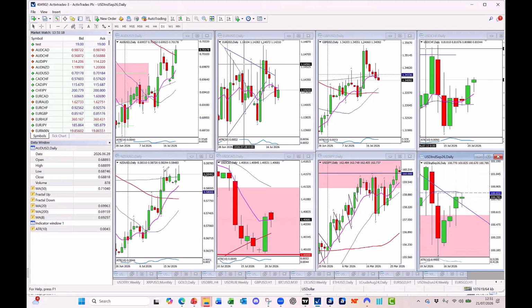So we talked a little bit about this. We're going to look at Kiwi only, but even Aussie has kind of strengthened its way there a little bit. Cable we'll look at in a moment. We're going to look at Swiss franc as well.